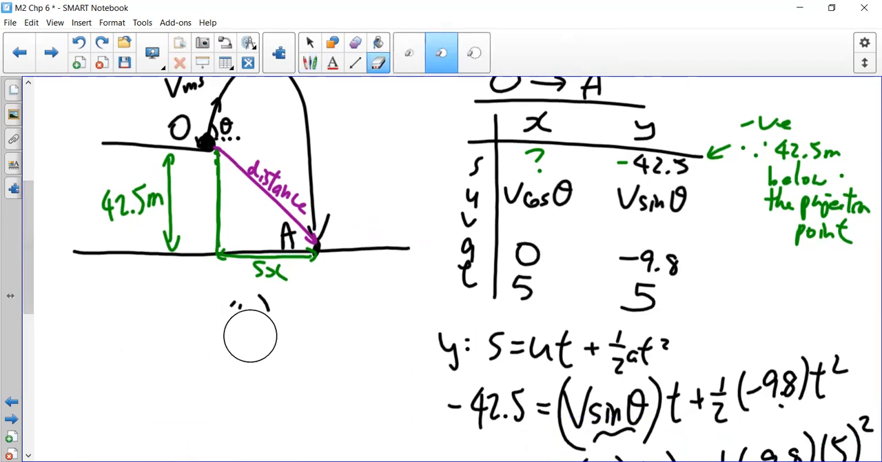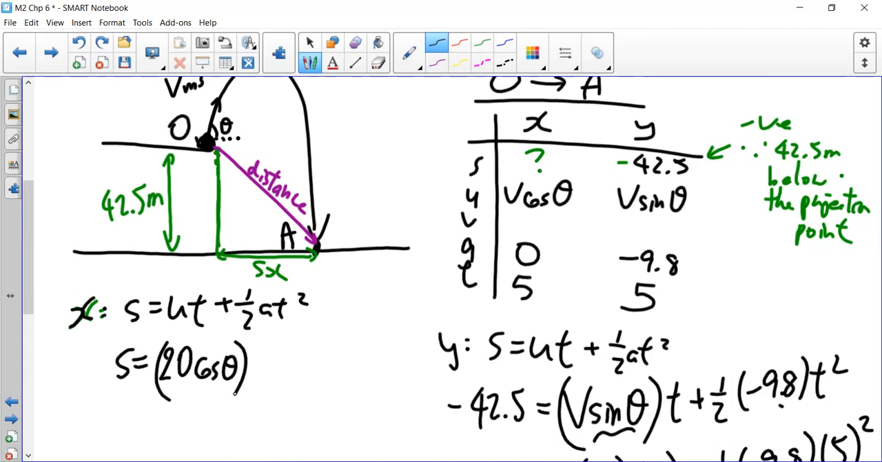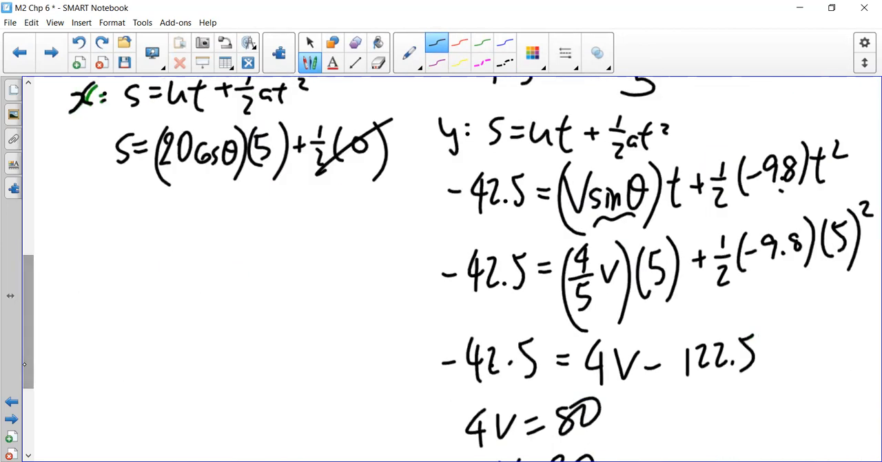So on the X column, we'll do Suvat. S equals ut plus a half at squared. S is unknown. U is 20 cos theta, because we now know V is 20, times 5, plus a half times 0. So we don't care about the second term. We know the value of theta, so plug it in. So you get Sx equals 60 meters.